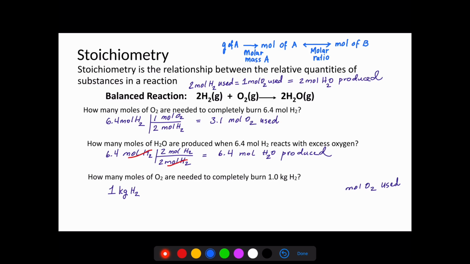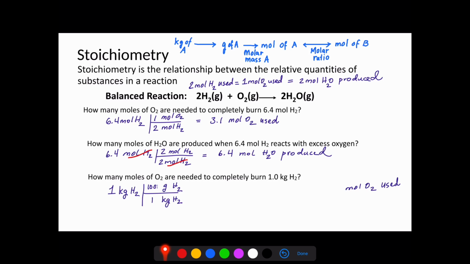But here we have kilograms, so first we need to do an extra step. We need to convert the kilograms of substance A, here hydrogen, to grams of the substance. That's our first step, kilograms to grams. The reason is once I have grams, I can go to moles using the molar mass.